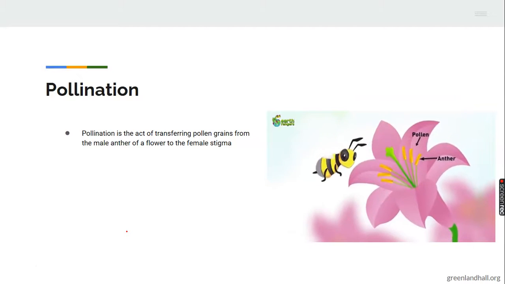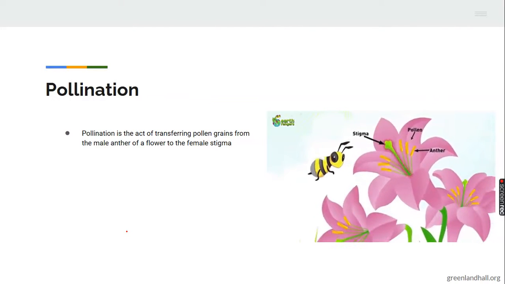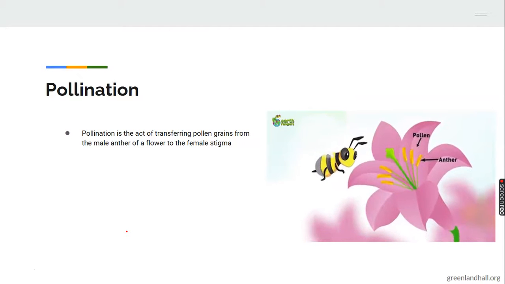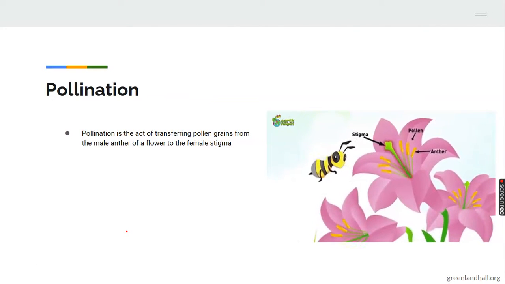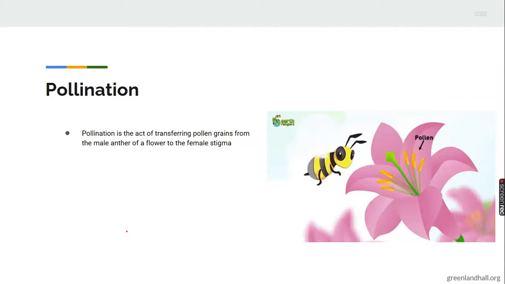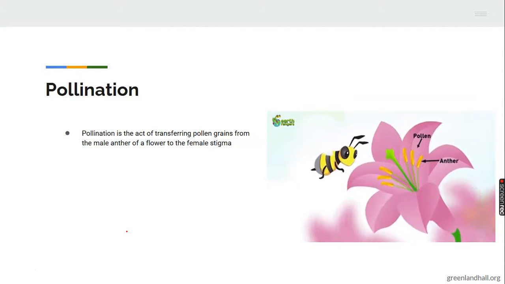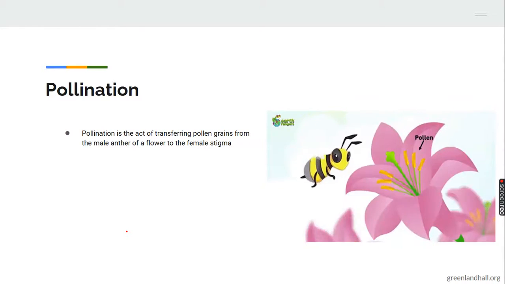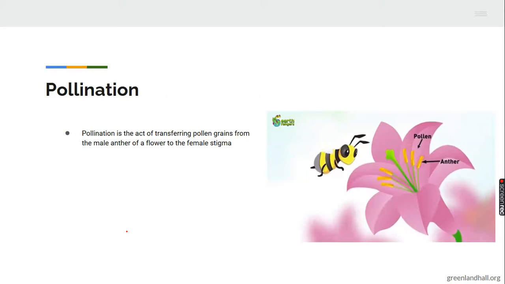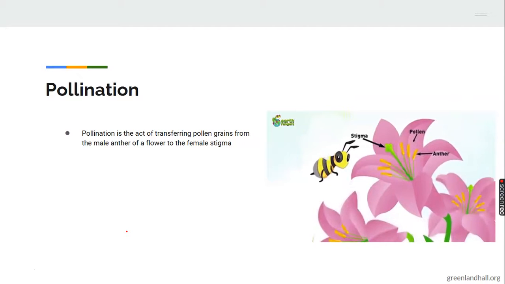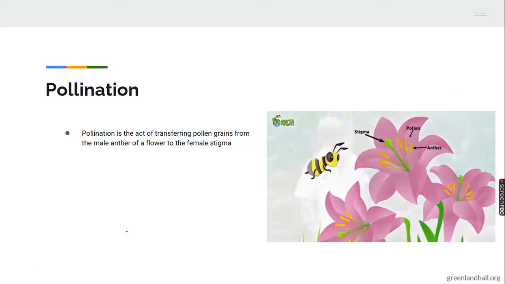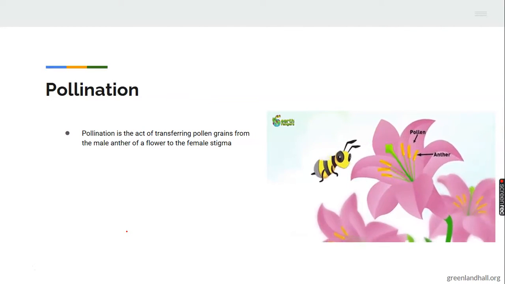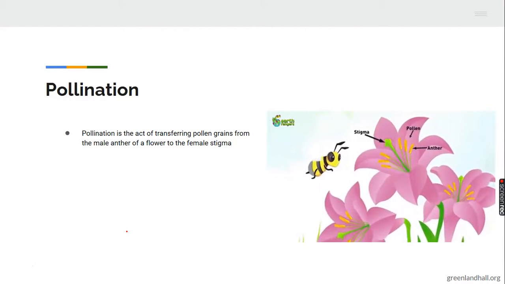What is this pollination we're talking about? Pollination is the act of transferring pollen grains from the male anther, as you can see, to the female stigma. Take note, the pollen grain from the male anther to the female stigma, and that is the way they produce fruits and make the seeds expand, the fruits are produced, more flowers are produced.